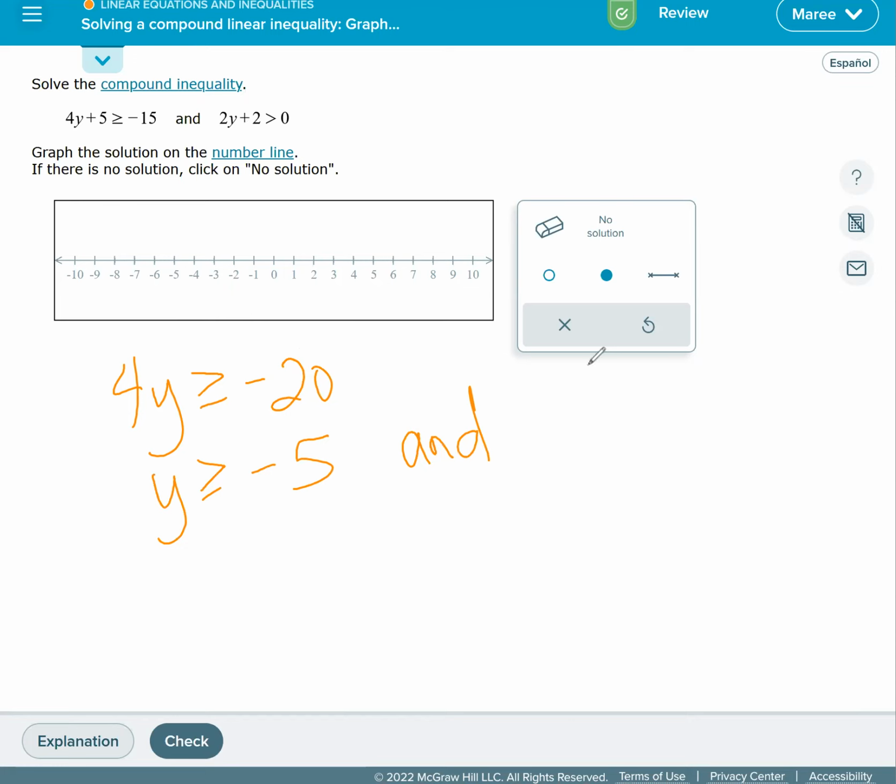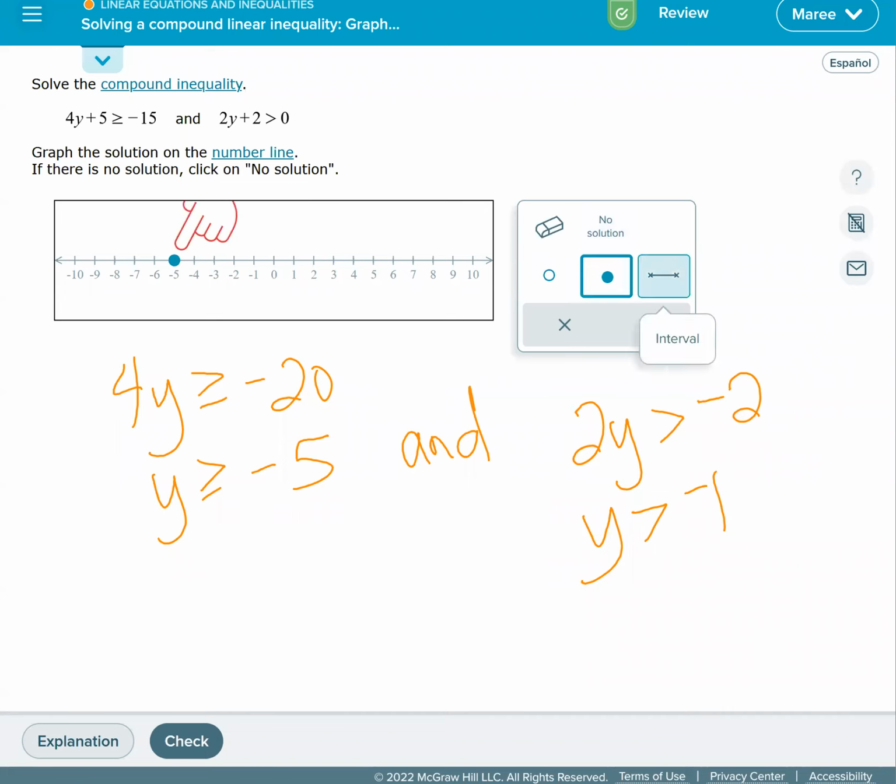So then we have 2y plus 2 is greater than 0. We're going to subtract 2. So 2y has to be greater than negative 2. We divide by 2, and we get a negative 1. So we have greater than or equal to negative 5. So we're going to go ahead and grab this solid dot, put negative 5, and we want greater than or equal to. That's this way. And then we want greater than negative 1.